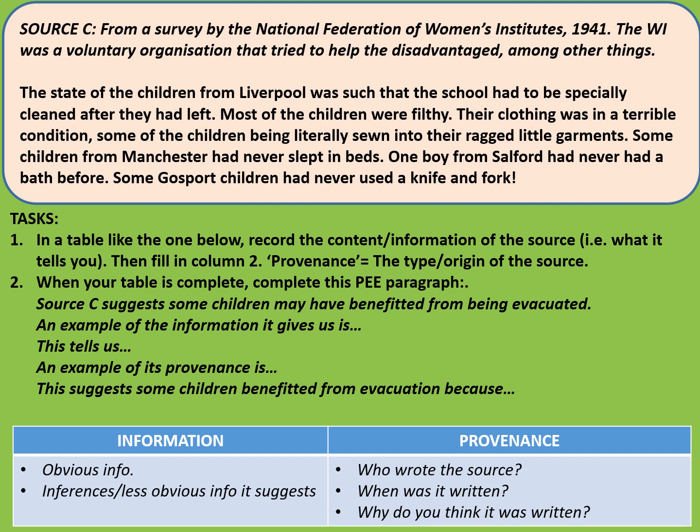Source C suggests that children may have benefited from being evacuated. That's just a fact. Some of them did. So we're going to use that as our point. An example of the information it gives us is, this tells us, an example of its provenance is, and then this suggested that some children benefited from evacuation because. Now the challenge here is that the source doesn't actually say these children benefited. You're going to have to infer how they may have benefited from being evacuated. Pause the video while you have a go at those tasks, and number 2 might be a little bit trickier, so give it some real thought.